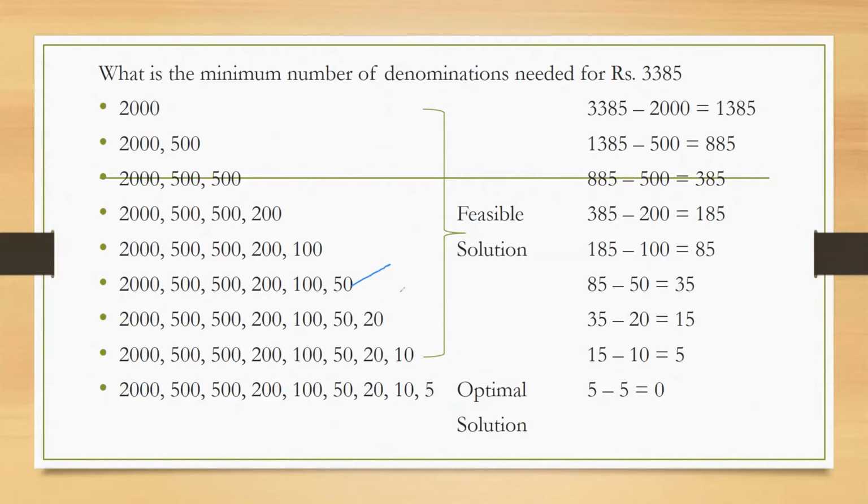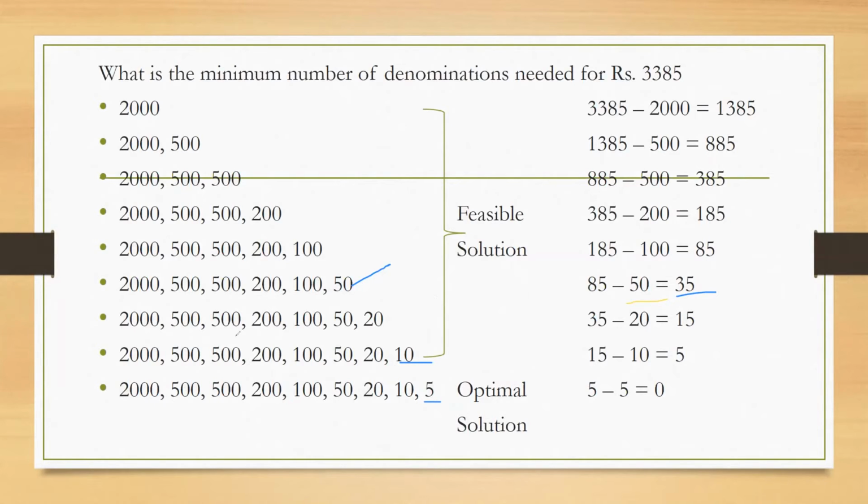35 remains. For 35, the next biggest currency is 20. So 35 minus 20 is equal to 15. For 15 rupees, the next biggest currency is 10. I will choose 10. 15 minus 10, the remaining is 5. The next biggest currency is 5 rupees. I will choose 5, and 5 minus 5 is 0.